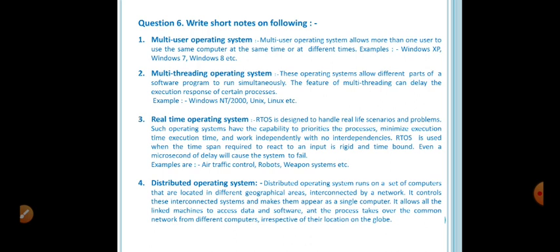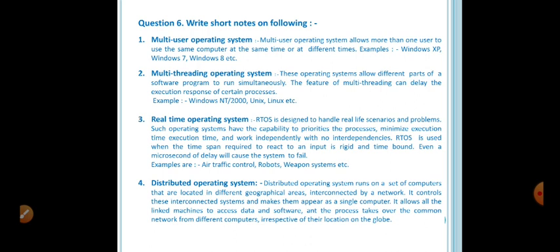What is real-time operating system? RTOS means real-time operating system, which is designed to handle real-life scenarios and problems. Such operating systems have the capability to prioritize the processes, minimize execution time and work independently with no interdependencies. RTOS is used when the time span required to react to an input is rigid and time bound. Even a microsecond of delay will cause the system to fail. And examples are air traffic control, robots, weapon system, etc. This is the real-time operating system.